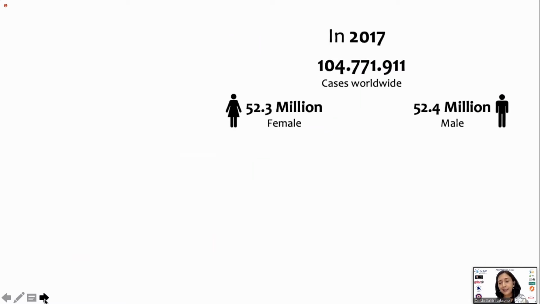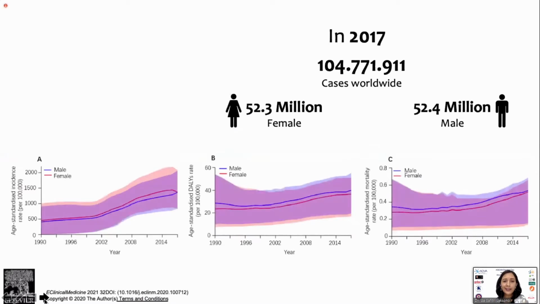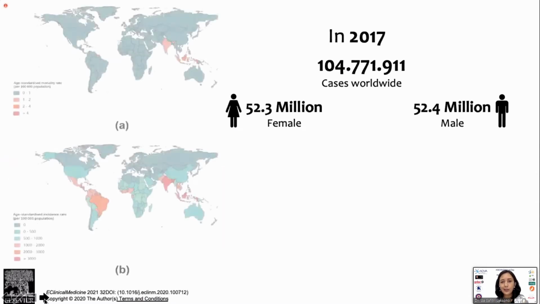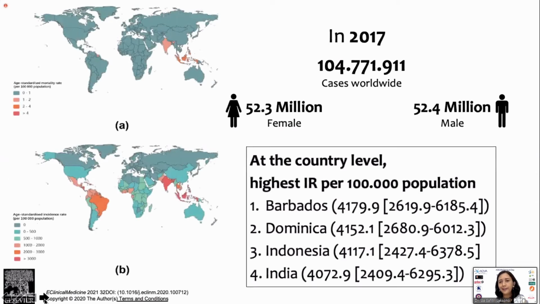This is the data in 2017, that dengue affected and was distributed equally among female and male. And the data also show that Indonesia is in the third place after Barbados and Dominican Republic. Dr. Tejo said that Indonesia is in the second place after Brazil. I hope that data is older, so it means that we are now getting better.